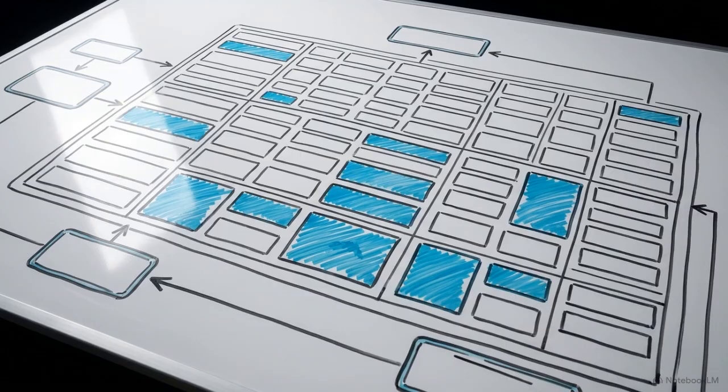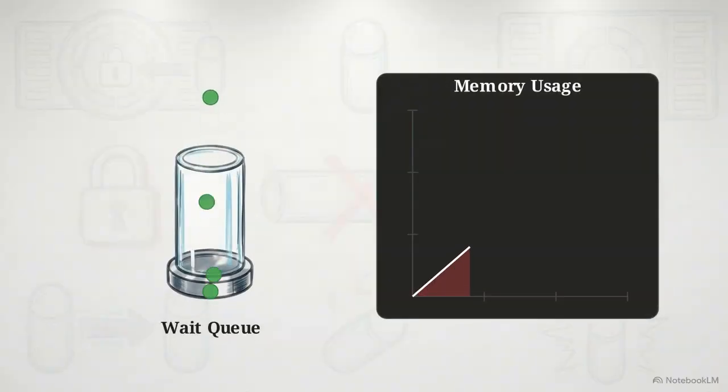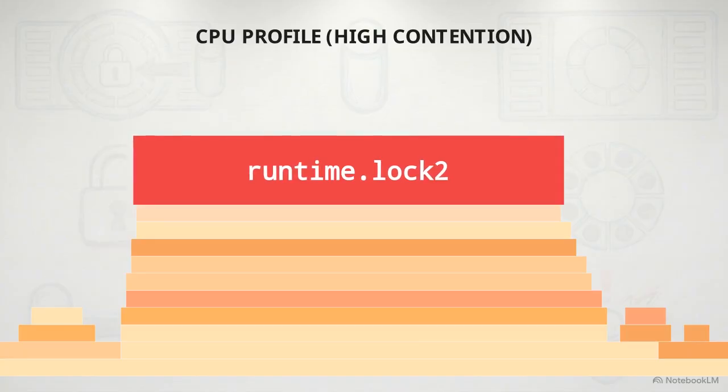This layout determines how the runtime manages memory and scheduling. If you mismanage these wait queues, you get Go routine leaks. If you hit the mutex under high contention, your CPU profile will show the bottleneck.